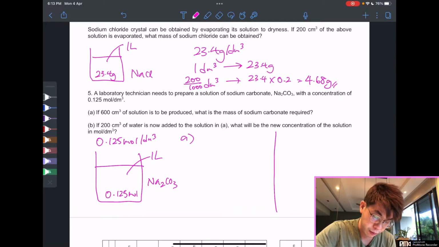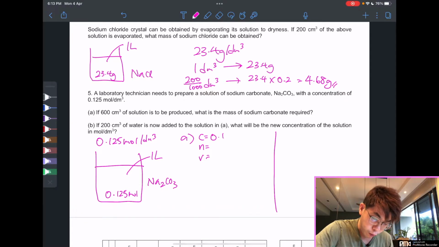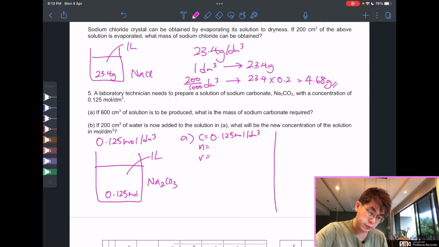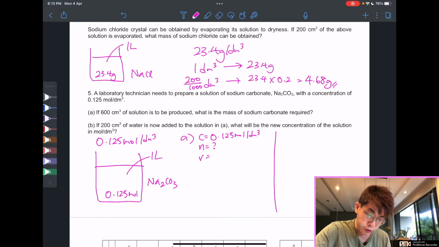So let me use my formula again. C equals to n over V, right? Why I use C, n, and V is because my concentration is given in mol per dm cube. So my C is 0.125 mol per dm cube. My n, I have a question mark because I need the number of moles to calculate the mass. And the volume is 600 divided by 1000 dm cube.